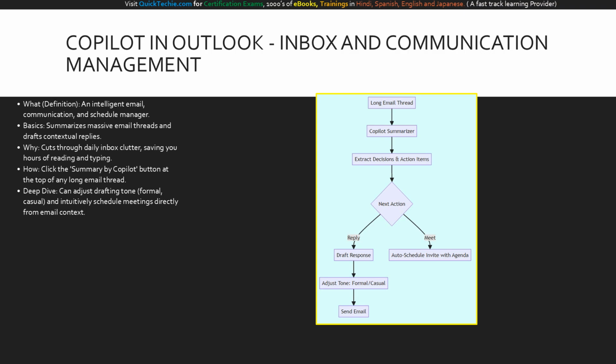time. Next up is the application where most of us spend a massive portion of our day: Outlook. Copilot in Outlook is your intelligent communication manager. The sheer volume of daily emails can be overwhelming, leading to missed details and fatigue. Copilot cuts directly through that clutter by instantly summarizing long, convoluted email threads. With a quick glance, you can see exactly what decisions were made and what action items are pending for you.